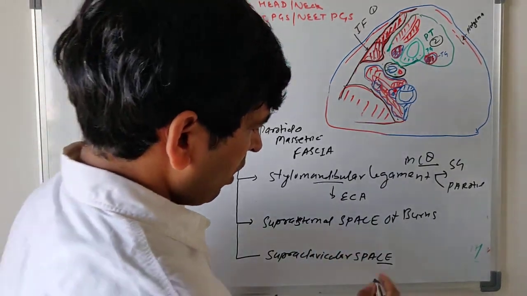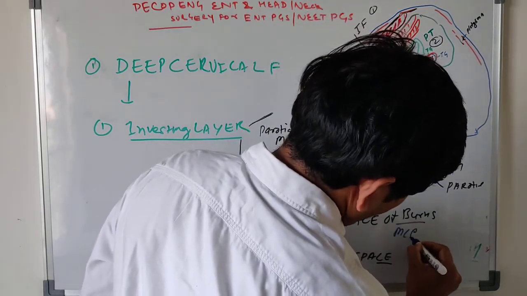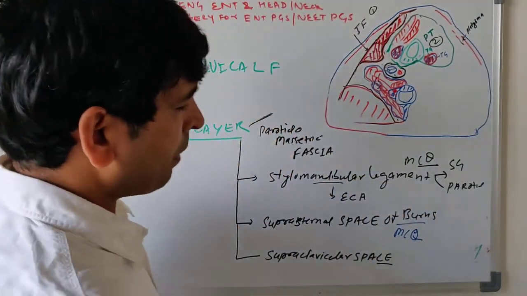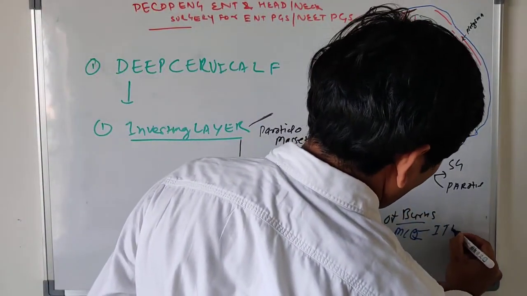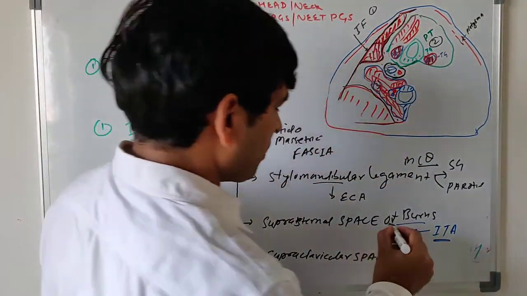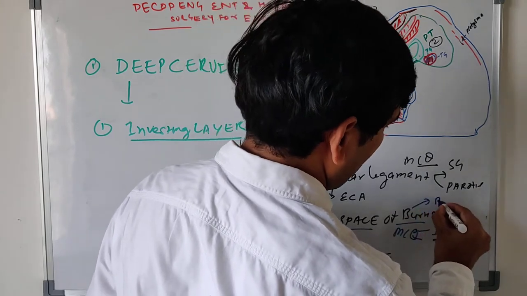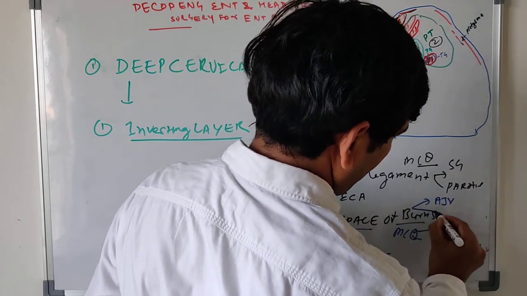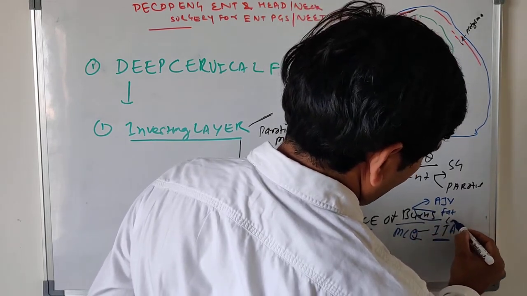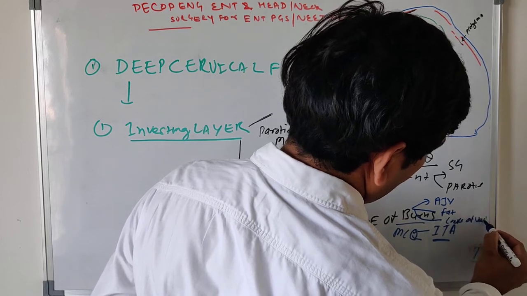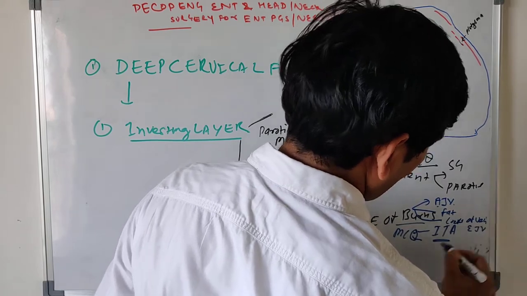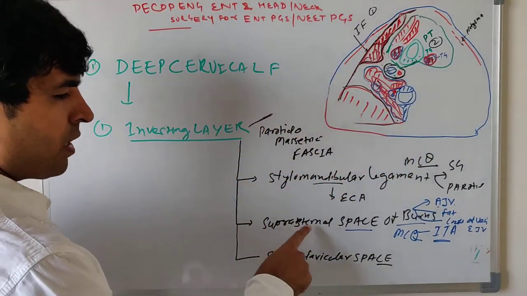Here one MCQ asks which artery can be palpated in this space. The palpable artery is the inferior thyroid artery. This is the most common MCQ ask. The contents of the suprasternal space are the anterior jugular vein, fat, and loops of vein which connect the anterior jugular vein to the external jugular vein.